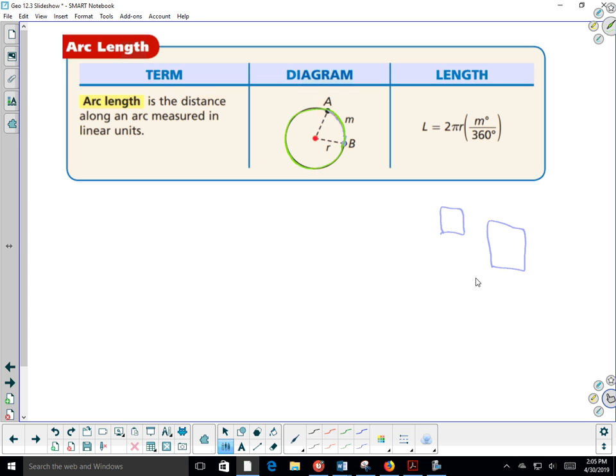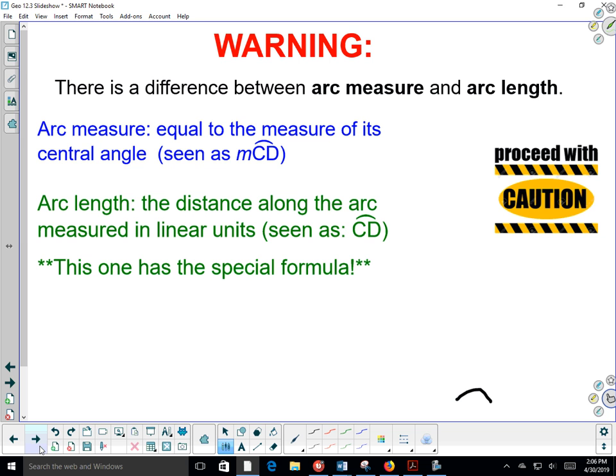All right? Just like the area of a sector is a fraction of the area of a circle, arc length is a fraction of the circumference of the circle. All right, let's put this into play. Is it cubed or squared for linear? It's linear units. So it's just inches, or just centimeters, or just miles, or just meters. All right, let's take a look.